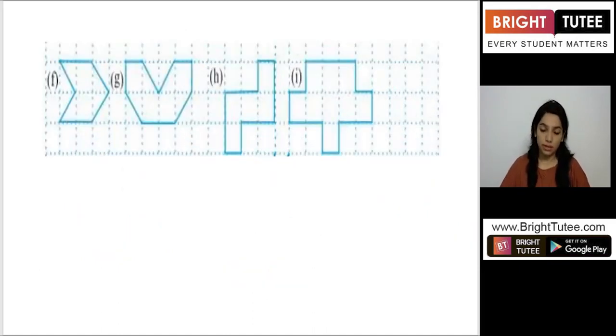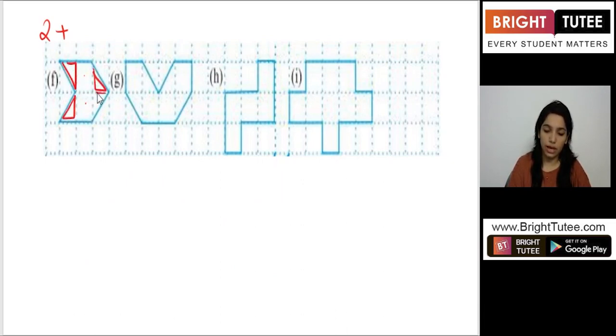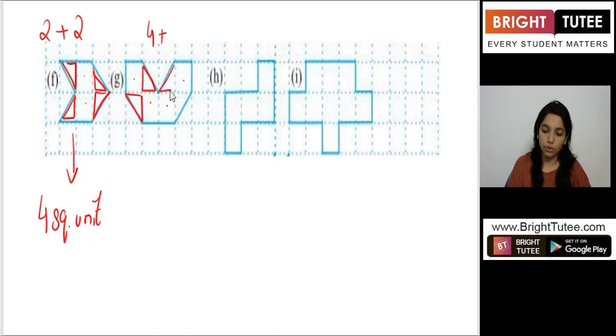Let's do some more. Here in the F part we see that 2 squares are the complete squares, the full squares, right? And how many half squares do we have? We have got 1, 2, 3 and 4. So 4 half squares equals 2. So what is the area for this? It is 4 square units. Clear? Now the next one, it is 1, 2, 3 and 4, that is full squares. Now how many half do we have? 1, 2, 3 and 4. So 4 half squares makes 2 squares. So the answer is 6 square units.